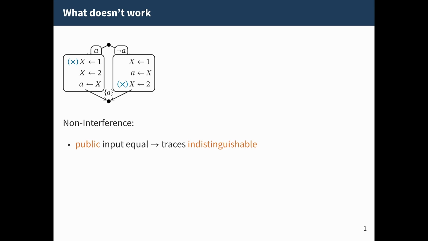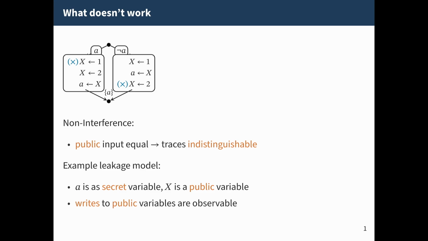Non-interference, as you probably all know, means that equal public input implies that the traces are indistinguishable from the perspective of some attacker. As an example leakage model, we use variables that are either secret or public. The lowercase variables like a are secrets and the uppercase variables are public variables, and we assume that only writes to public variables are observable. Note that this is just an example leakage model and our work is not constrained to it.